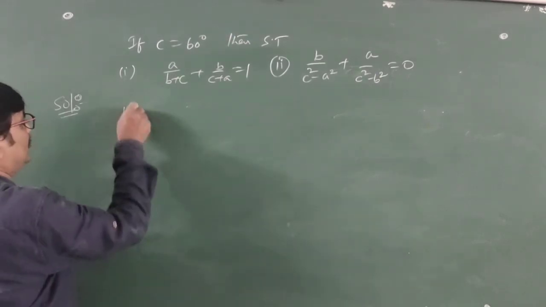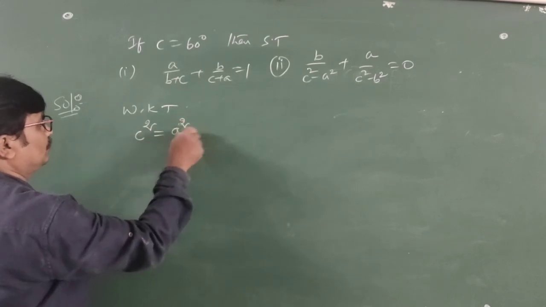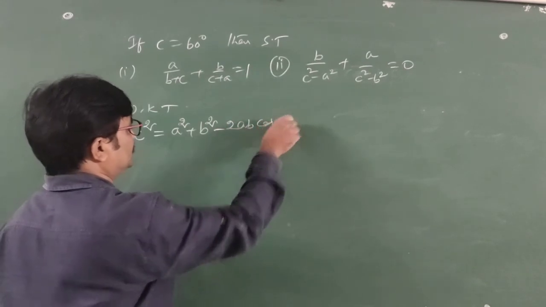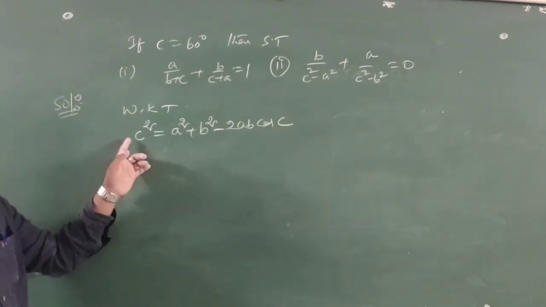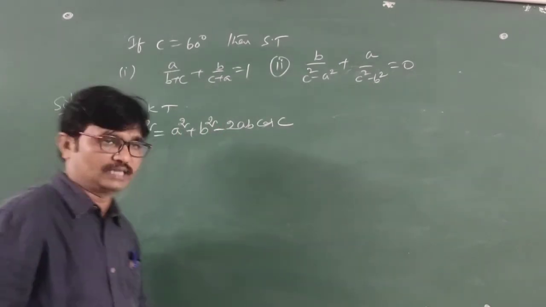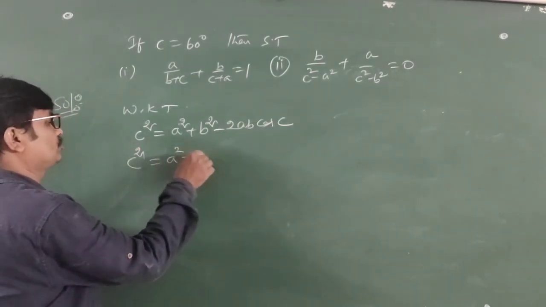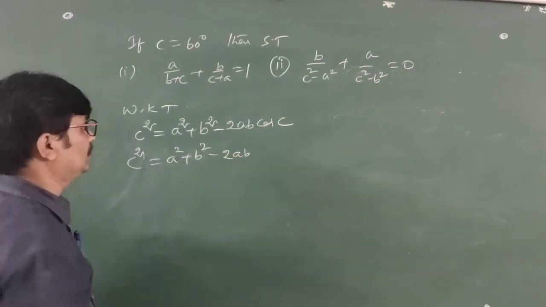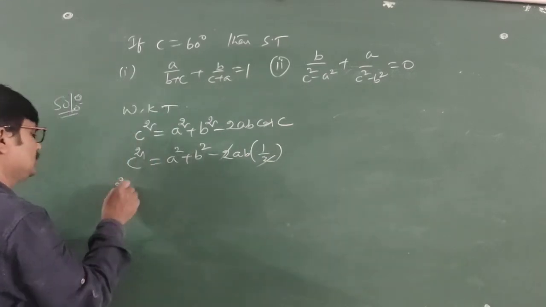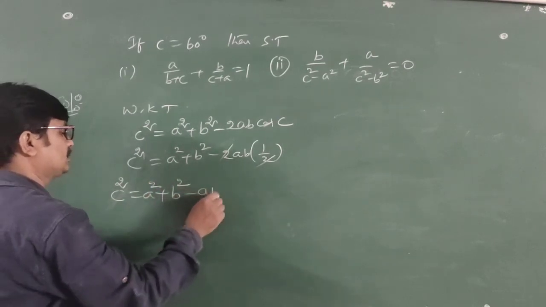So students, we have to know that when C is 60 degrees, from the cosine rule c² = a² + b² − 2ab cos C. Is it clear? Now c² = a² + b² − 2ab cos 60 degrees, and cos 60 degrees is 1/2, the 2 cancels. Now c² = a² + b² − ab.